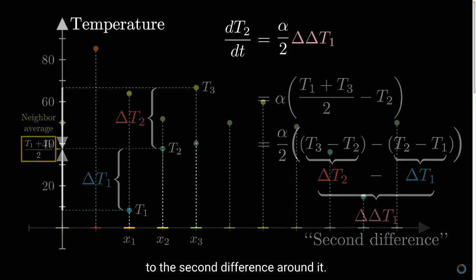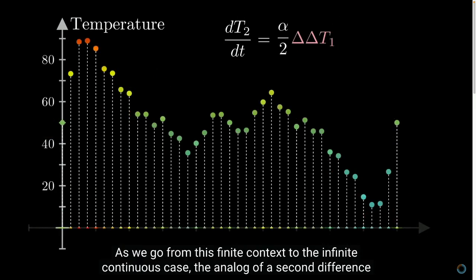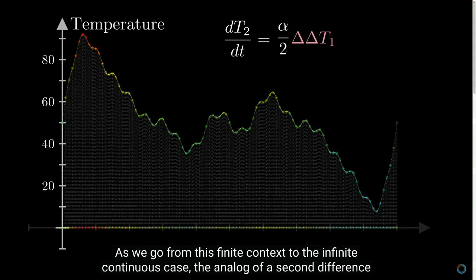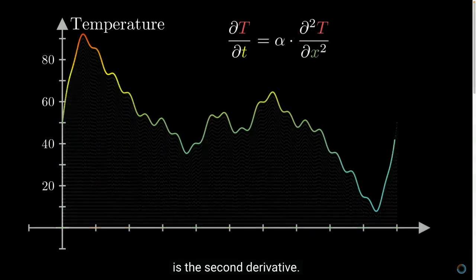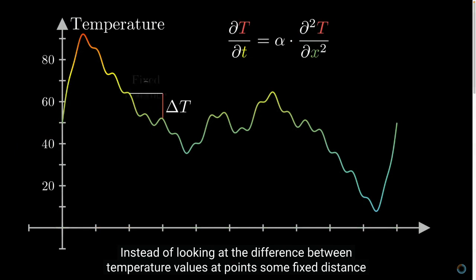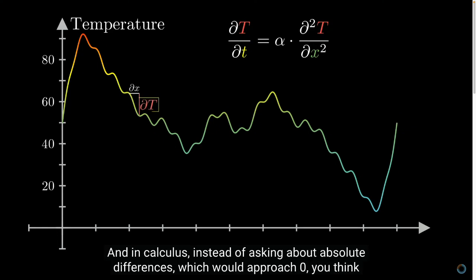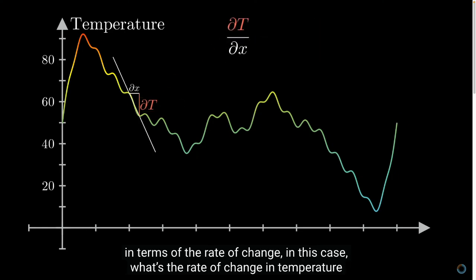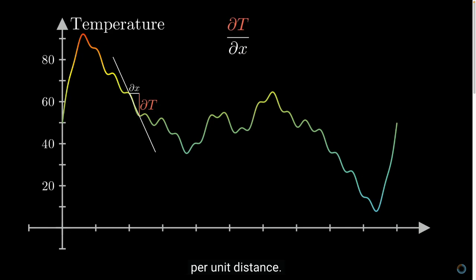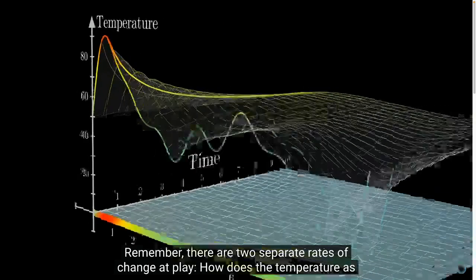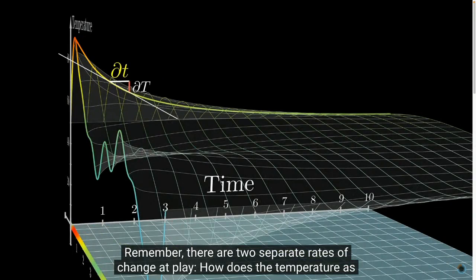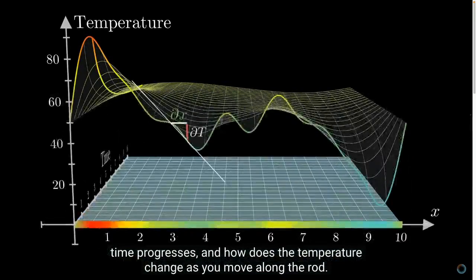As we go from this finite context to the infinite continuous case, the analog of a second difference is the second derivative. Instead of looking at the difference between the temperature values at points some fixed distance apart, you instead consider what happens as you shrink the size of that step toward zero. And in calculus, instead of talking about absolute differences, which would also approach zero, you think in terms of the rate of change. In this case, what's the rate of change in temperature per unit distance? And remember, there are two separate rates of change at play. How does that temperature change as time progresses? And how does the temperature change as you move along the rod?